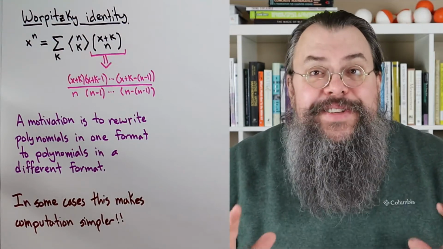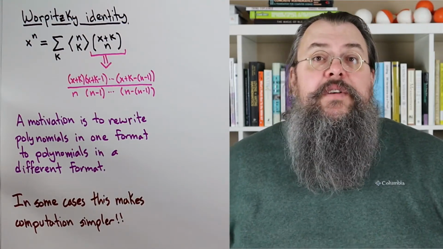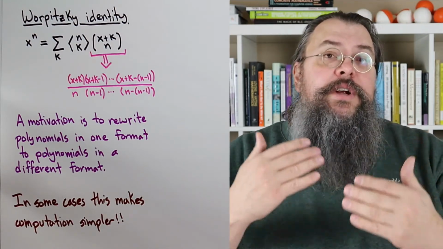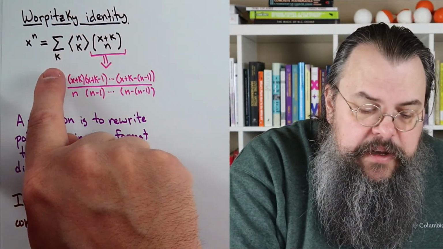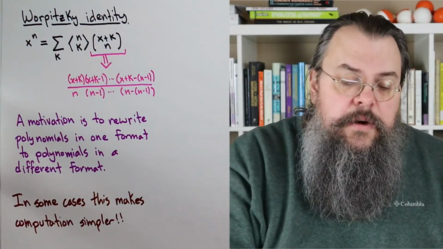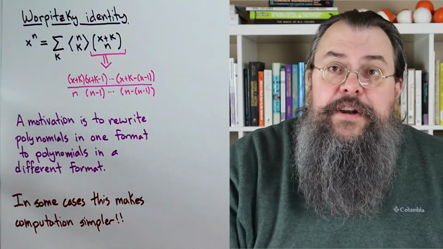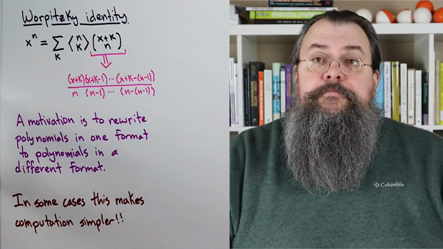So, okay, Worpitzky's identity. What does it say? Well, it says, suppose you have x to the n. You can rewrite this in terms of a sum. And when we write a sum without any bounds, it just says sum over all the possible values, where we have an Eulerian number times something that looks like a binomial coefficient. And we would say this is x plus k choose n.